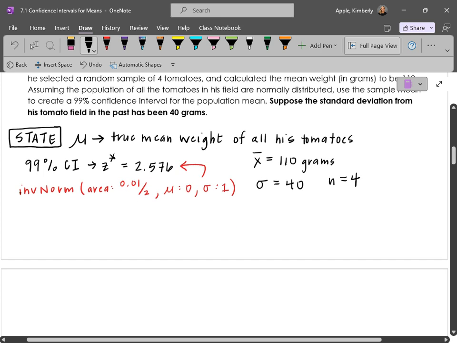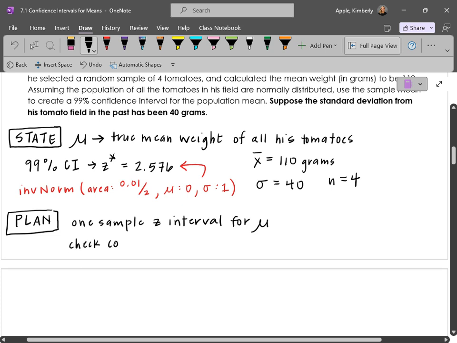All right, so when we plan, we're going to name the procedure. I have one sample, so this is a one sample Z, and I'm doing an interval, not a test, so this is an interval. And not for P, but for mu now, because that is the new population parameter. This is going to be a one sample Z interval for mu. And we're going to check some conditions. The conditions are the same.